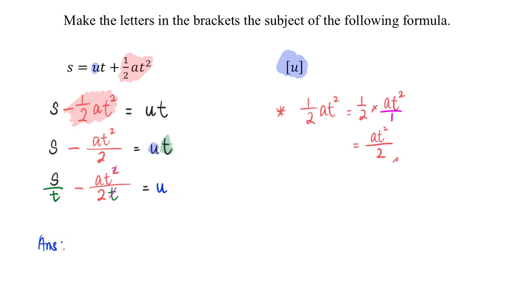do take note, the subject must be written at the left-hand side. And I'm left with S over T minus AT over 2. And that's the end of the video for this part, because we have successfully made U the subject. Let's continue for the next example.